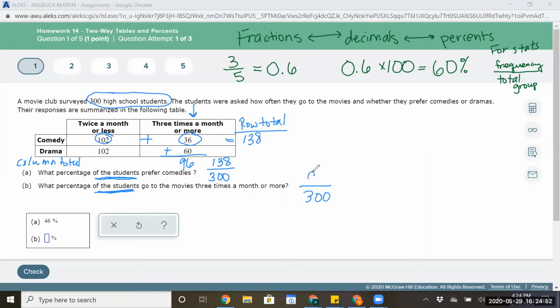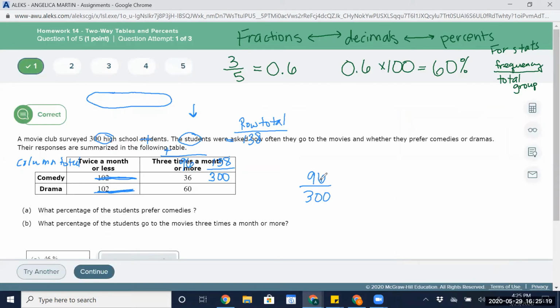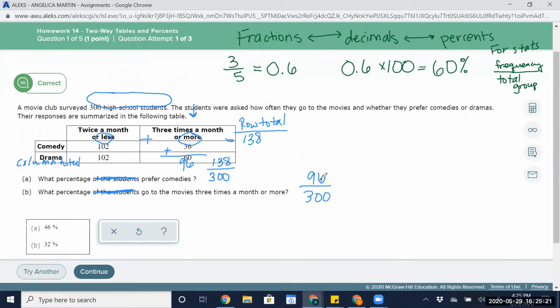And so I've got 96. And once again, I'm going to use my Alex calculator to help me determine 96 divided by 300, and then times 100. And I get 32%. And now I can go ahead and check. And we did a good job. So everything checks out.